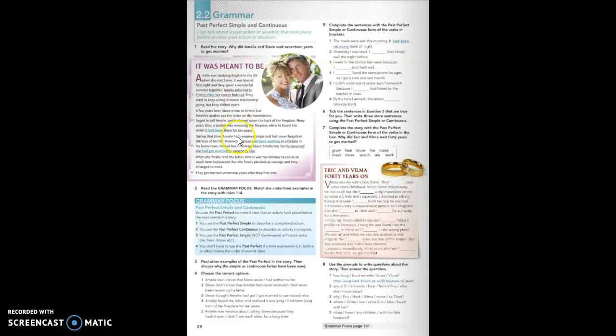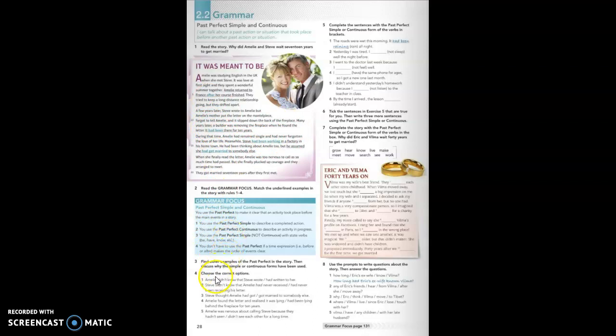So you read the text. Why did they have to wait for so many years? Then you read the grammar focus, match the underlined examples in the texts. These are the underlined examples, with the rules. So, these examples, to which rule do they correspond?